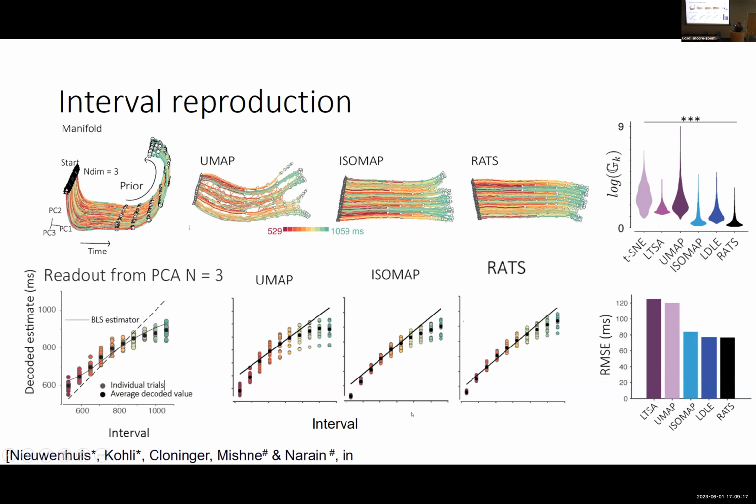And then also we're able to show that these estimates follow a maximum likelihood estimation between the given timing of the interval and then the production timing of the recurrent neural network. So we can see that the population activity behaves like a maximum likelihood estimate.